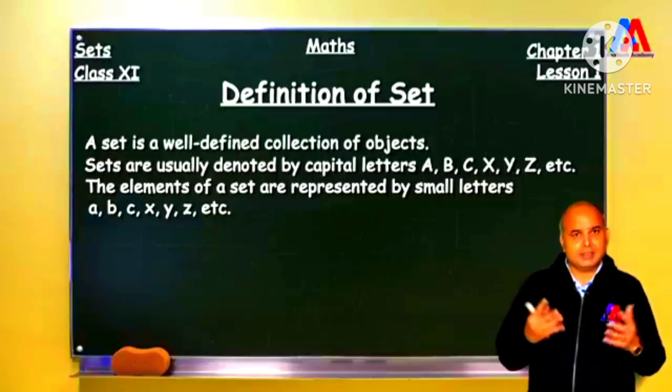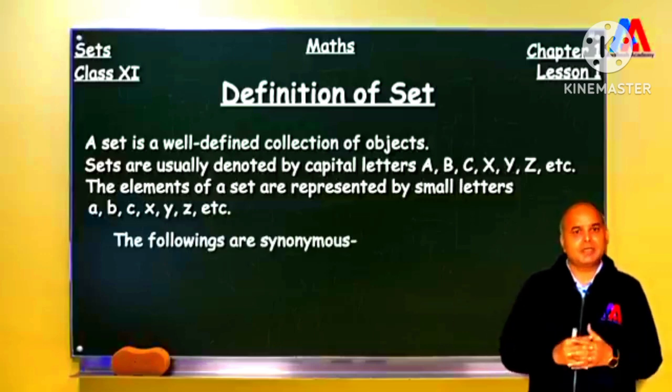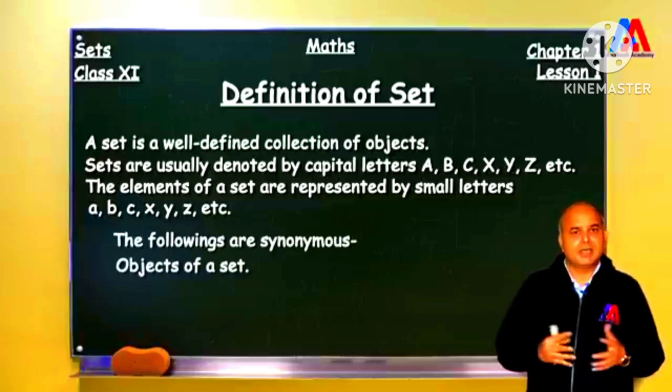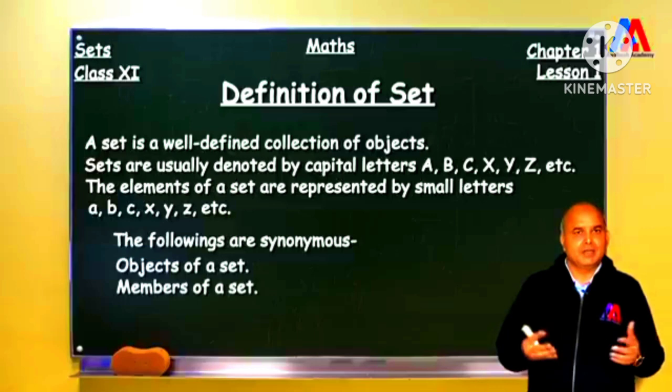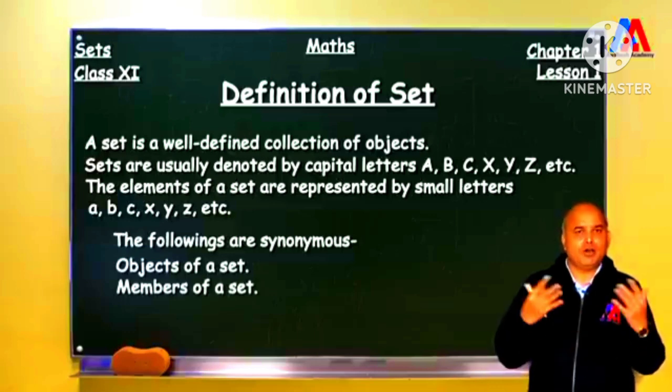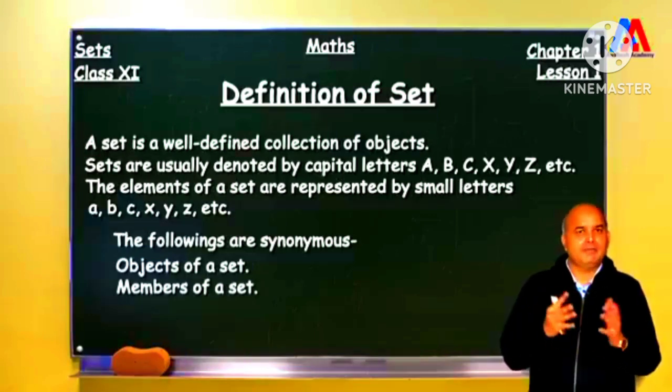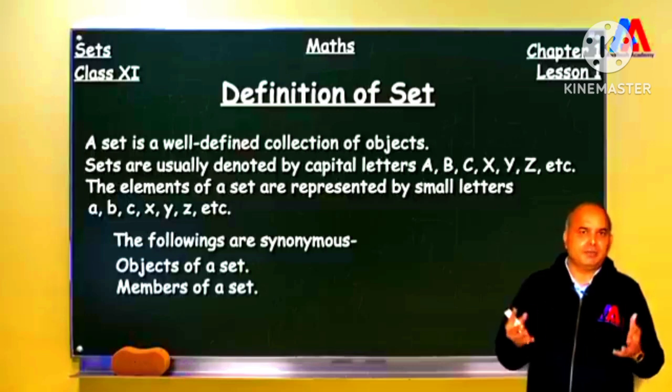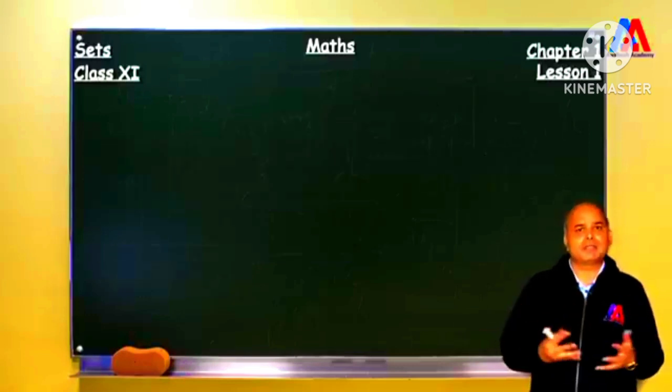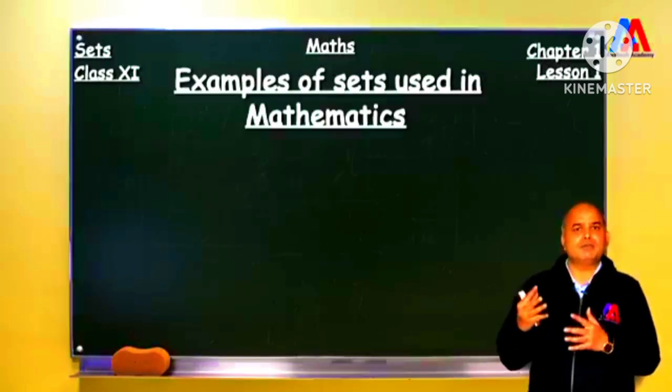You have to also understand that an element is also known by different names. The element is sometimes called an object, and an element is also called a member. So elements, members and objects are one and the same thing, and we can use different terms depending upon the situation. Now let me give you some examples of the sets which are used in mathematics.